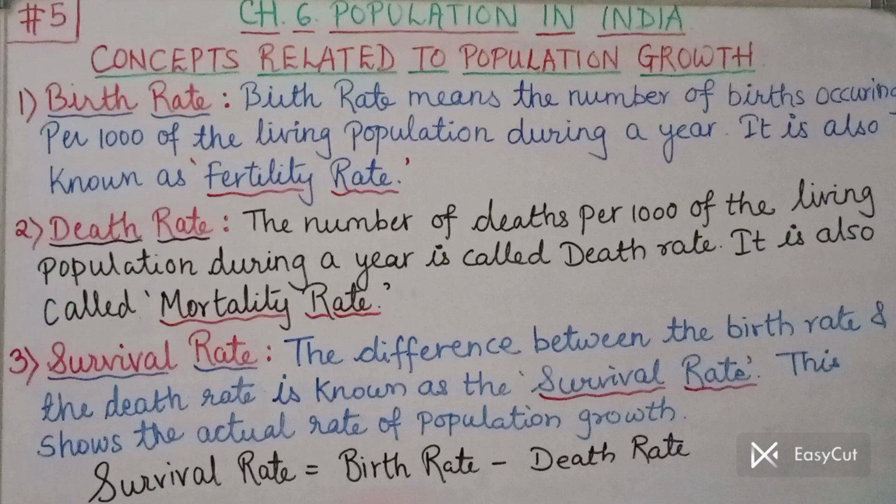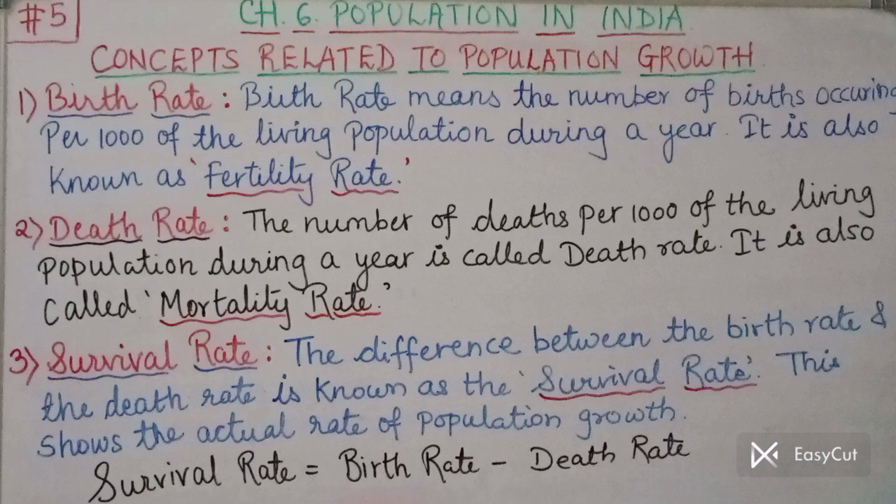Now let us see what it is. Survival rate, the difference between the birth rate and the death rate is known as the survival rate. So this shows the actual rate of population growth. Survival rate is nothing but it is the actual or net population growth in any country.